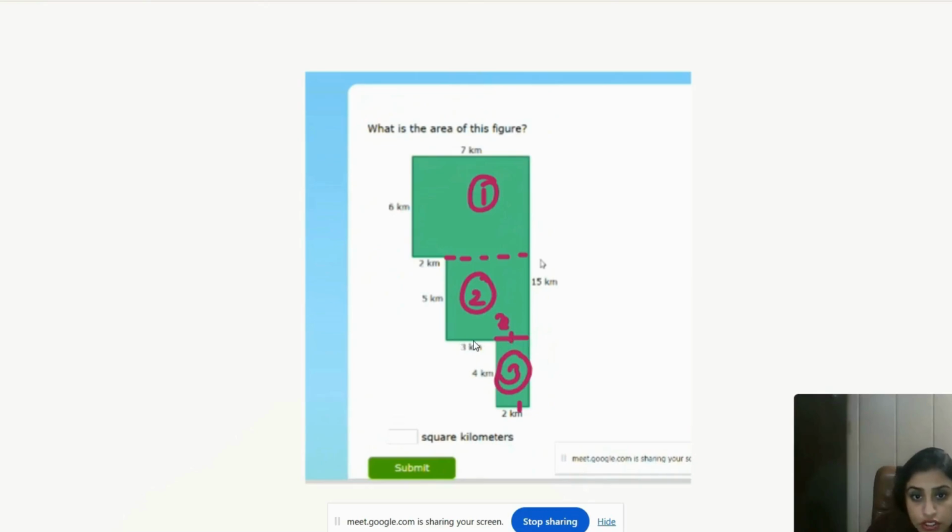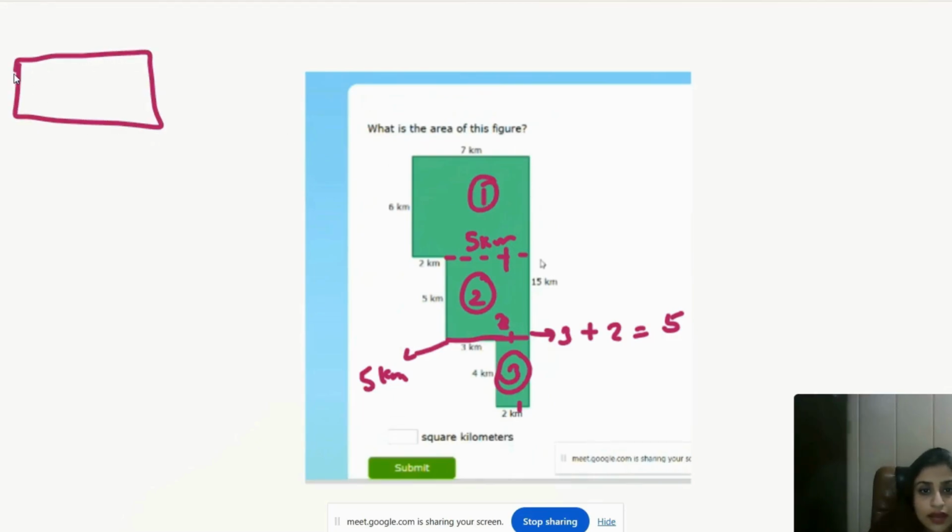So this total becomes 3 plus 2, that equals 5. If this entire line is 5 kilometers, that means this is also 5 kilometers. Am I right? And if you join this together, 5 plus 2 gives you 7. Am I right? So if we talk about the first shape here, what do we have? We have 7 and 7, 6 and 6. This is our first shape.